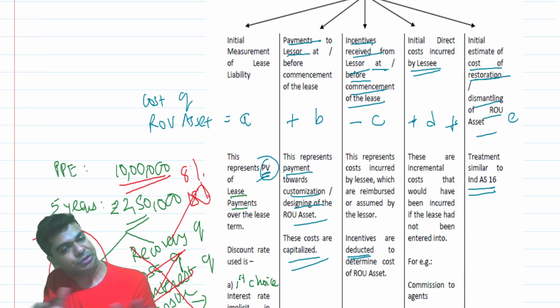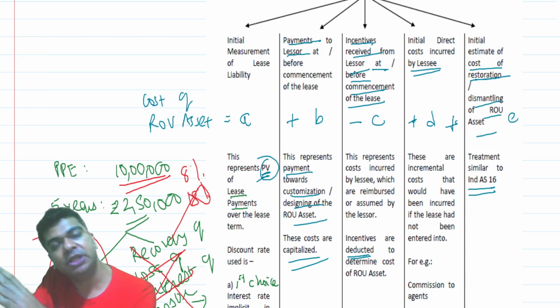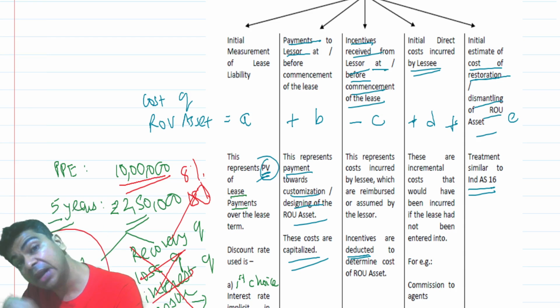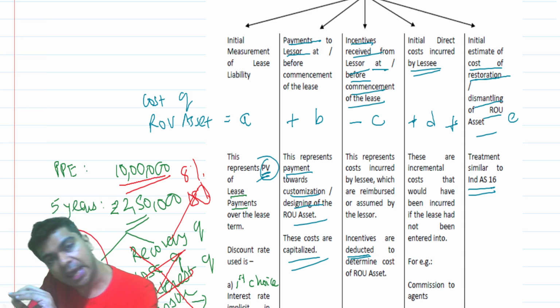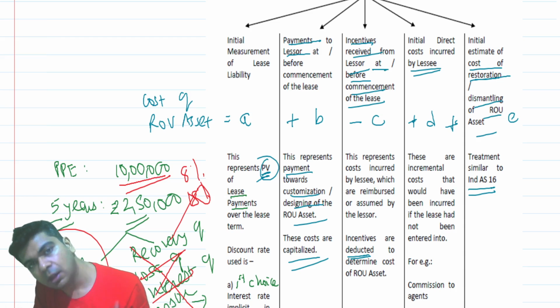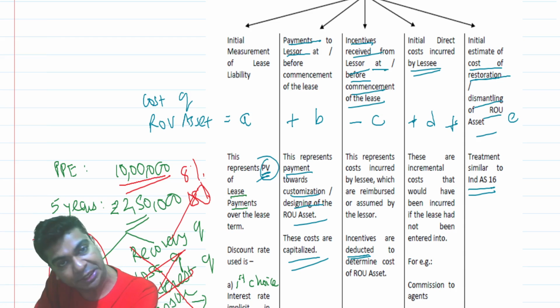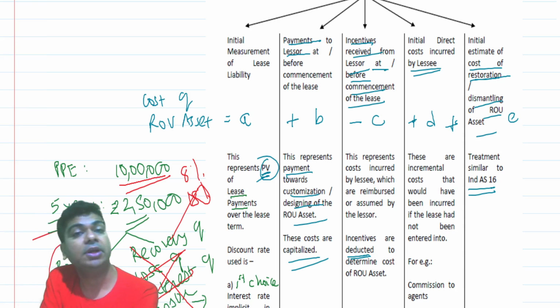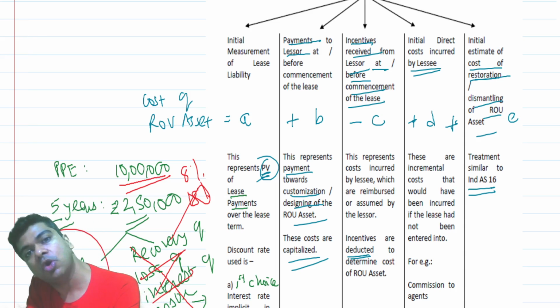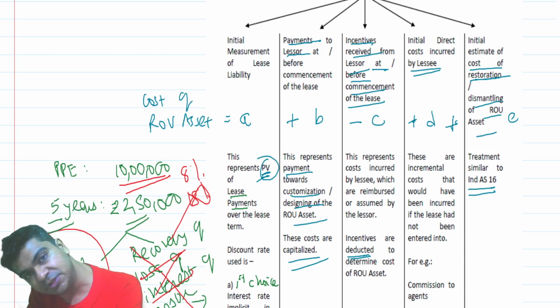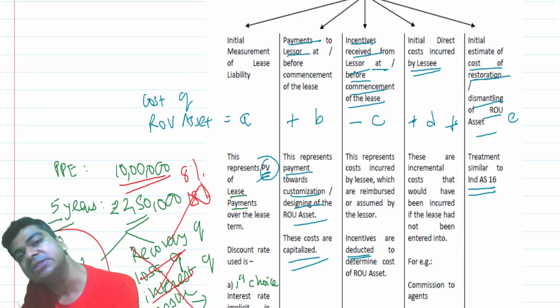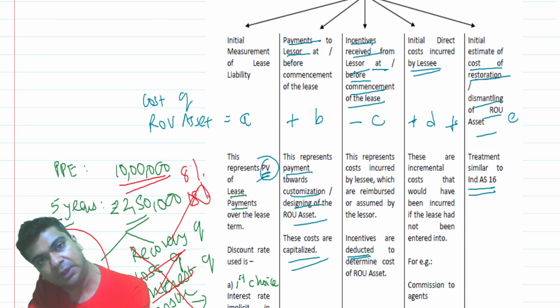So as you can see, the cost of the ROU asset will be the first item, initial measurement of the lease liability, plus are you incurring any expenses towards the lease and these payments are to be made to the lessor, added. Are you receiving any incentives from the lessor, deducted. Are you incurring any direct expenses which otherwise would not have been incurred if you had not entered into the lease? You should capitalize that, so add that. And are you going to incur any dismantling expenditure or the restoration expenses? Then please find out what is its initial estimate and add it to the cost of the ROU asset.